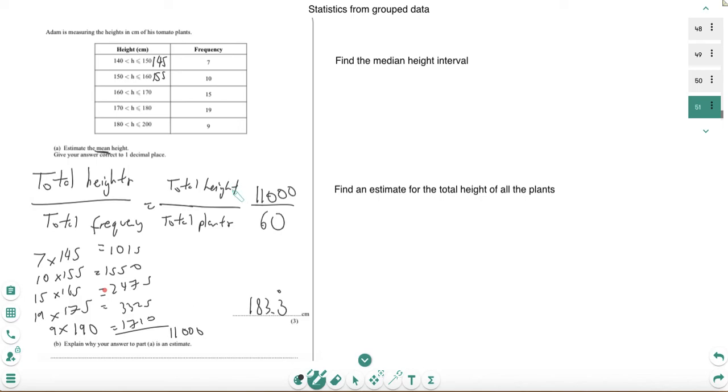So same as before, guys. To find the height from a table, you multiply the frequency by the category. We're going to choose the midpoint. You're going to do it for all of them, add them all up, and divide it by the total frequency. So divide it by 60 plants.